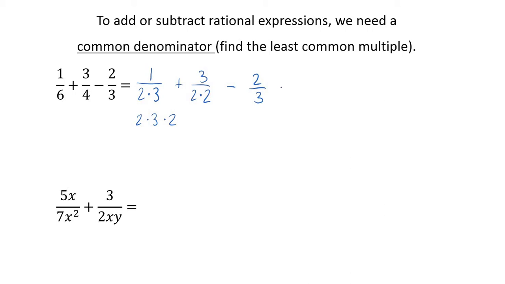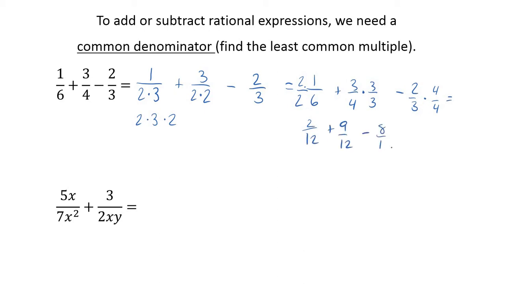And of course, if I wanted to simplify this, let me come back to where I was. 1/6, of course we multiply that by 2 over 2. My 3/4, we're going to multiply by 3 over 3. 4 times 3 would give us our 12, right? Minus 2/3, we need to multiply that by 4 over 4. Again, this is really familiar, I hope. And so that would give us 2/12 plus 9/12 minus 8/12. 2 plus 9, 11, minus 8, so we get 3/12. And of course we can simplify that to 1/4 if we want.